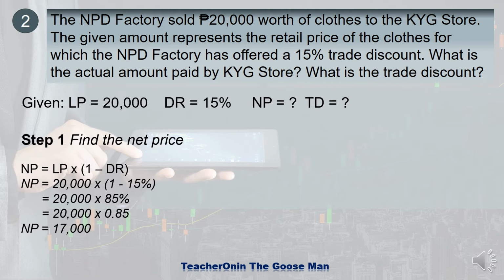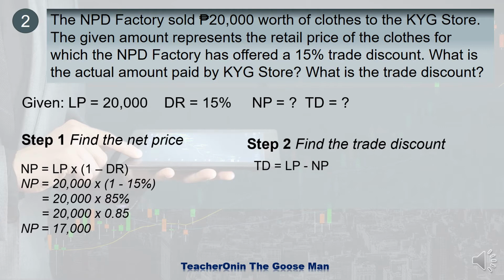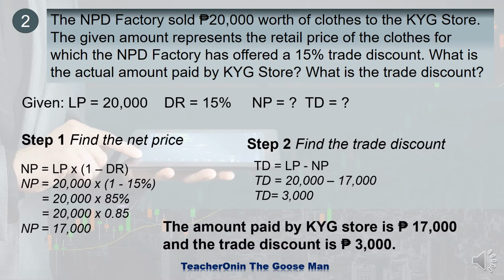Since I know now the net price, I can determine now the trade discount. That is my second step. The trade discount is equal to list price minus the net price. Take note that the list price is equal to 20,000 minus 17,000. So the trade discount is equal to 3,000 pesos. So the amount paid by KYG Store is 17,000 pesos and the trade discount is 3,000 pesos.